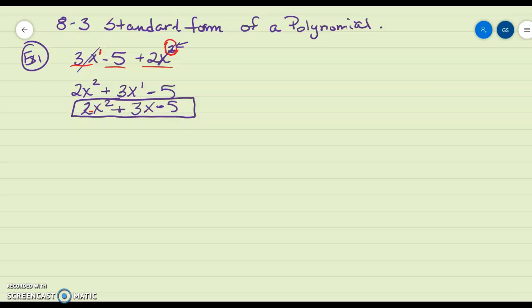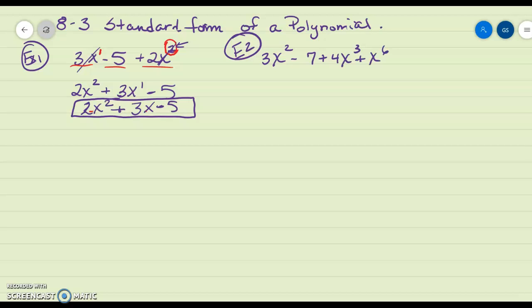Okay, so let's try another one. Let's see. This is example 2. Okay, so we have 3x squared minus 7 plus 4x to the third plus x to the sixth.